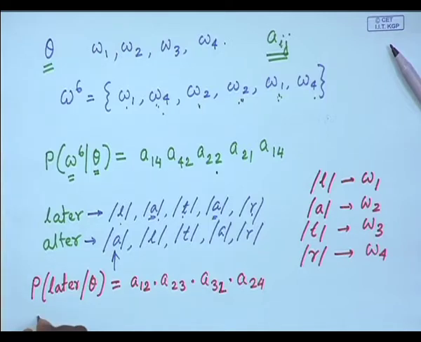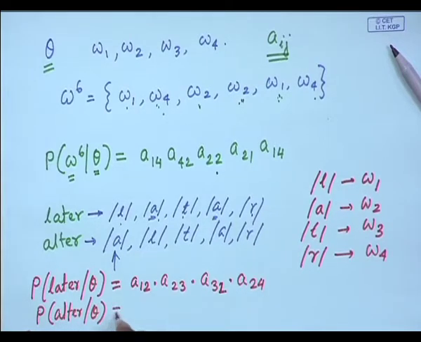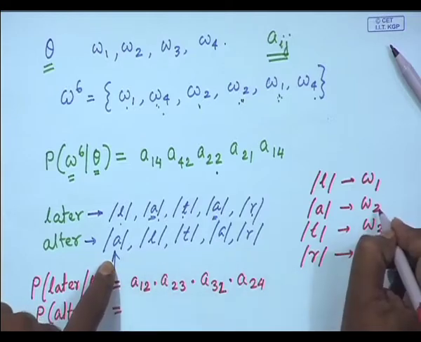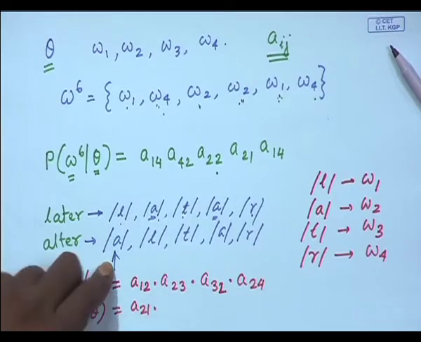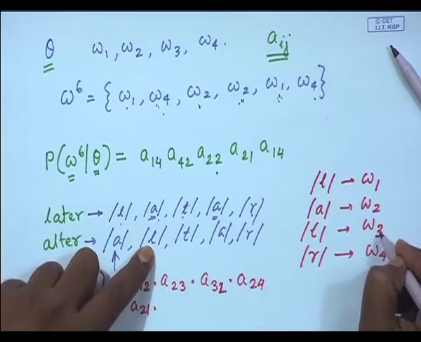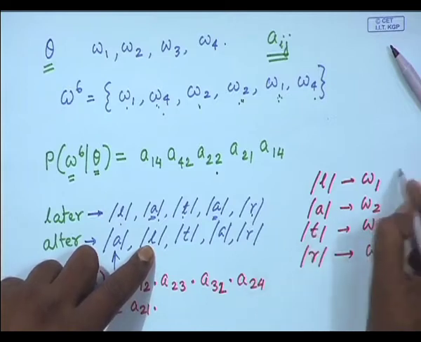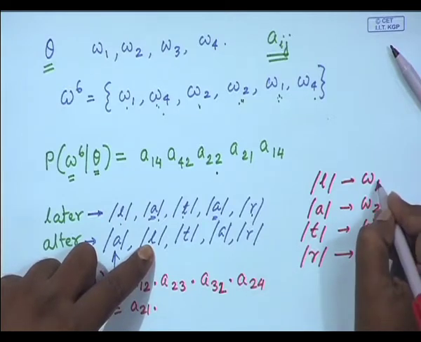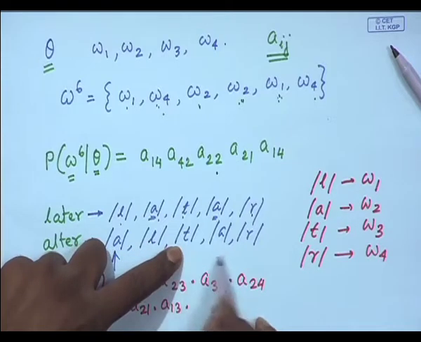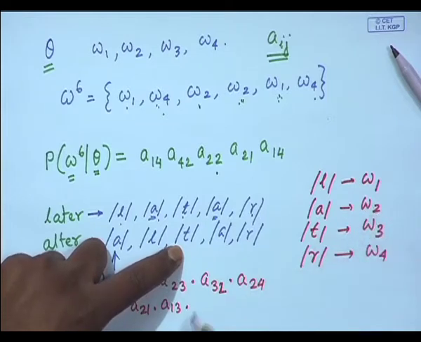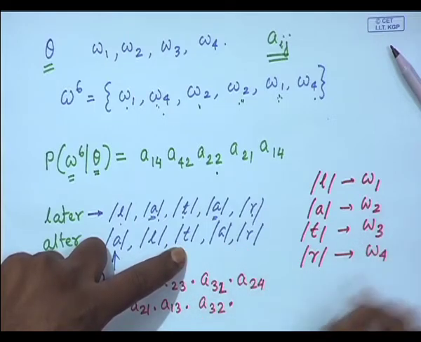Similarly, the probability that it has generated alter given theta will be simply as follows. This is a to la, so omega 2 to omega 1, so A 2 1, multiplied by la to ta, so A 1 3, multiplied by ta to a again, so A 3 2, multiplied by a to ra, so that is A 2 4.